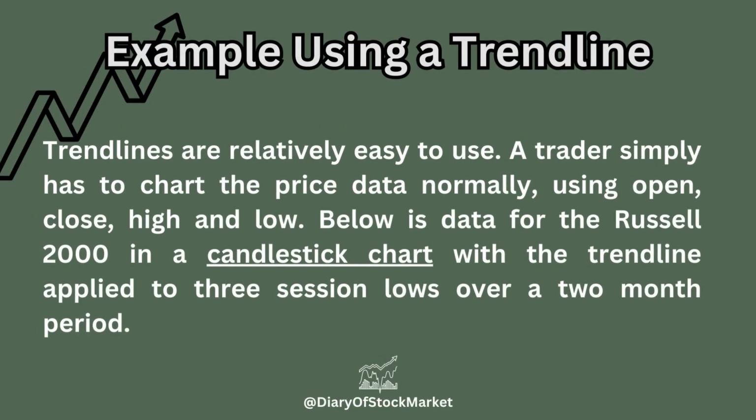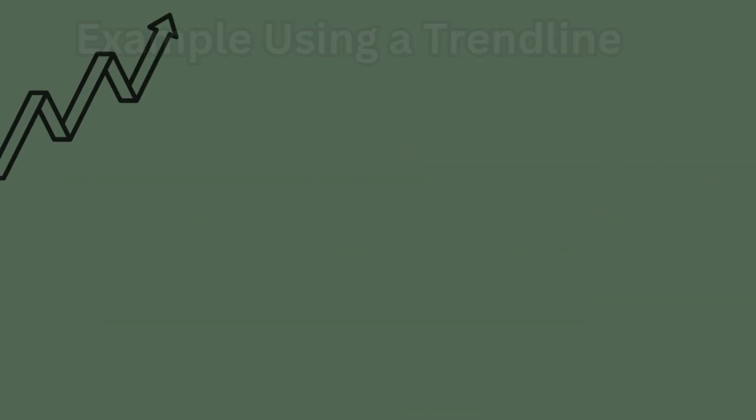Trendlines are relatively easy to use. A trader simply has to chart the price data normally, using open, close, high and low. Below is data for the Russell 2000 in a candlestick chart with the trendline applied to 3 session lows over a 2-month period.